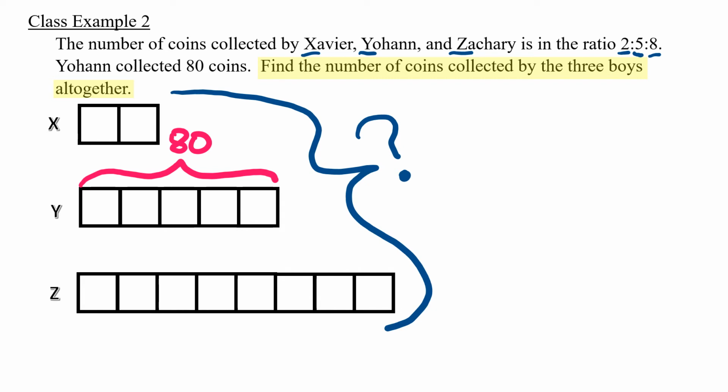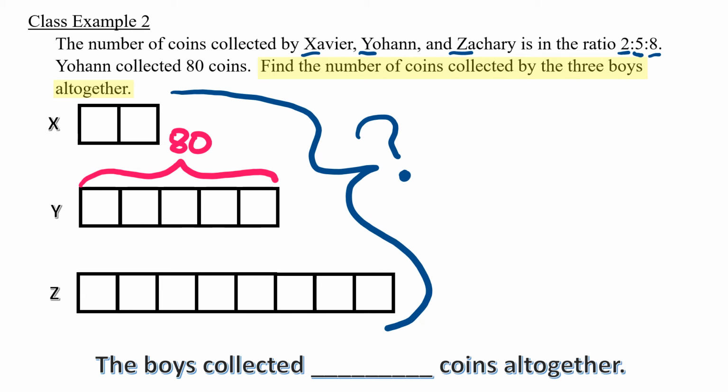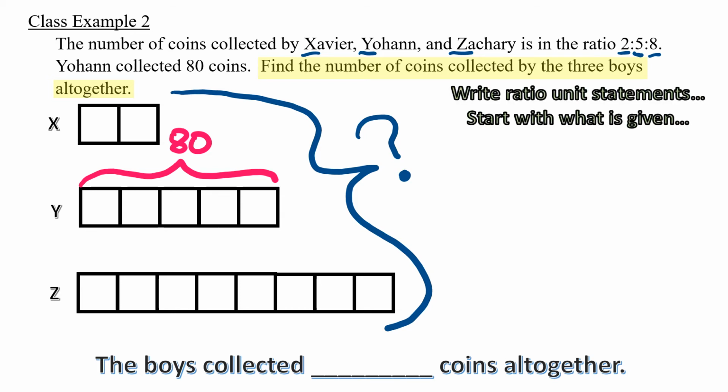So now we're going to start writing our unit statements. So again, you want to start with your answer sentence. It's asking us find the total, so I wrote the boys collected blank coins altogether. That way I can remember what my target is, what I'm actually trying to find. The given is what you want to start with when you're writing your unit statements. The given is that 80.